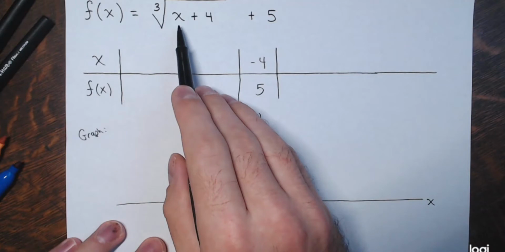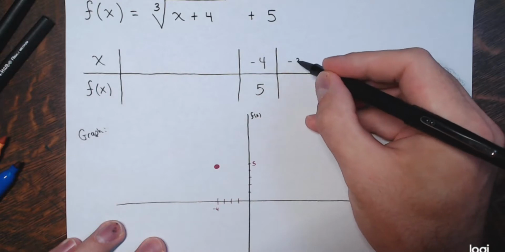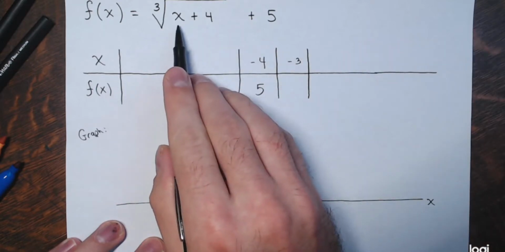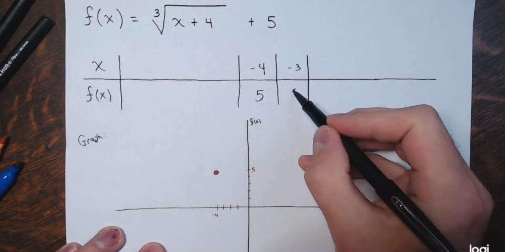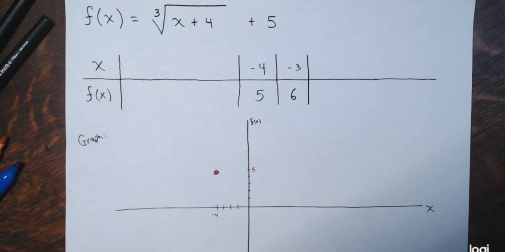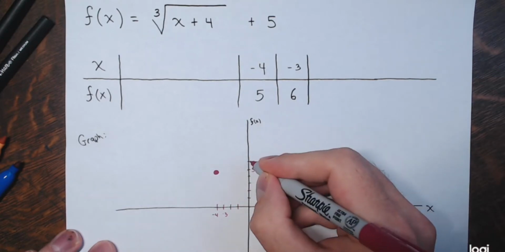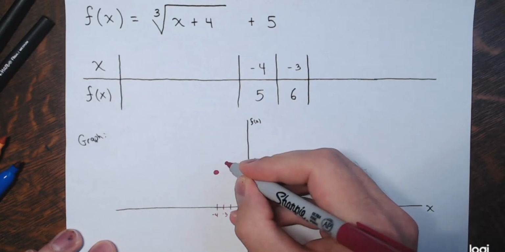Then another perfect cube would be 1. 0 is a perfect cube, 1 is a perfect cube, so -3 would also be a good input. If I plug in -3 for x, you'd have the cube root of 1, which is 1, plus 5 is 6. So -3 for x, 6 for y, or 6 for f. Another point.